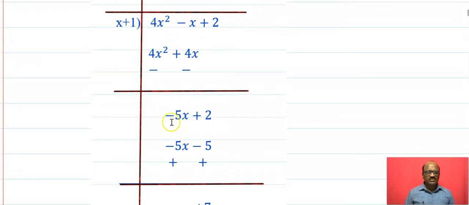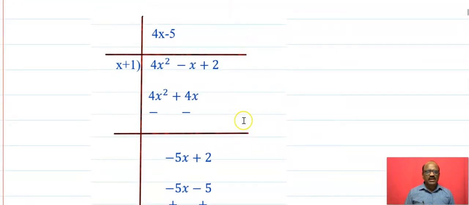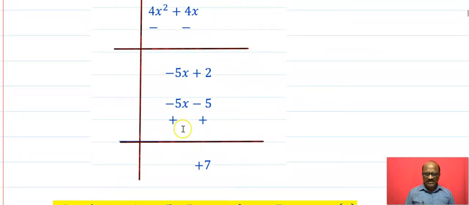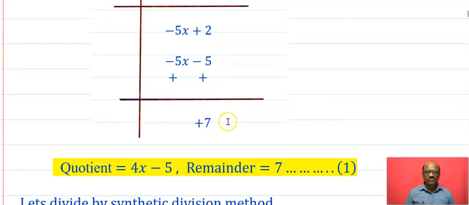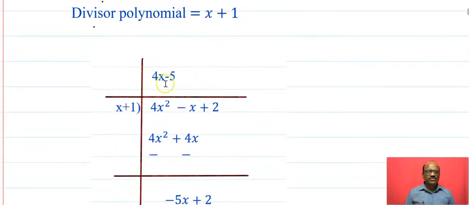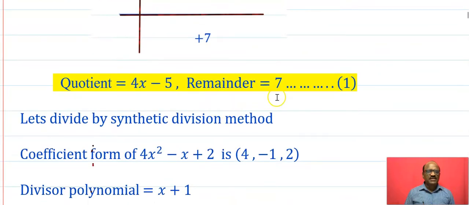Now see this first term, that is minus 5x. Now to get the minus 5x here, we will multiply this x by minus 5, and then you will get minus 5x and minus 5. Again we will change the sign. Here is a plus minus, that will become plus and minus, and this is a plus. Therefore plus 5x and minus 5x, the addition is 0. Plus 2 plus 5, that is equals to 7. Therefore the quotient is 4x minus 5, and the remainder is 7.